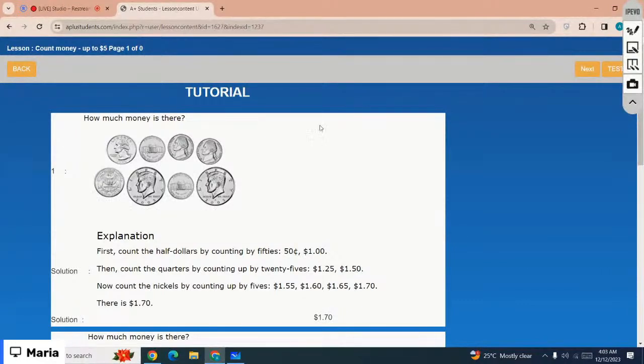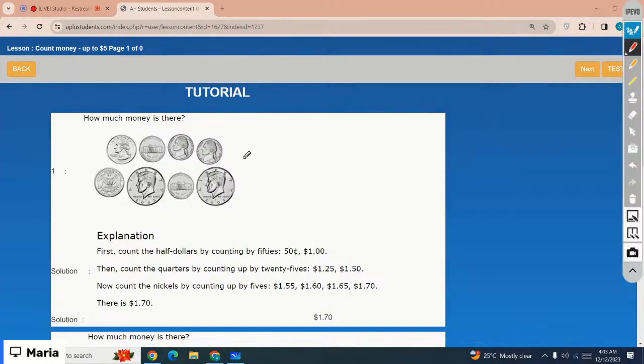Okay, let me just write them down on the coins. This one is 50 cents, this one is 50 cents, right? This is 25 cents and this is 25 cents. Then you have four nickels, one two three four nickels, right? And nickels you can count by fives, five, five, five, and five.